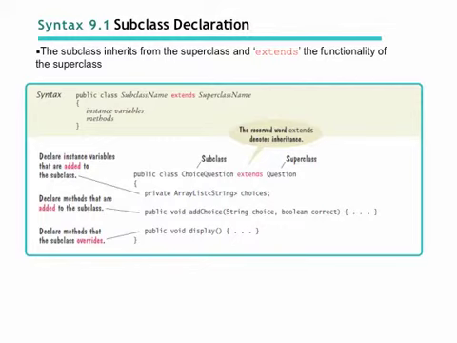A subclass inherits from the superclass and extends the functionality of the superclass. So your syntax is public class Subclass extends Superclass. Notice that in this syntax example, they used an uppercase S in Subclass and an uppercase S in Superclass because class names typically start with an uppercase letter. Inside the class, we add any additional instance variables and any additional methods that we want to add. So the instance variables are added to the subclass, which means in addition to the ones it inherits from the superclass. And the same with the methods.